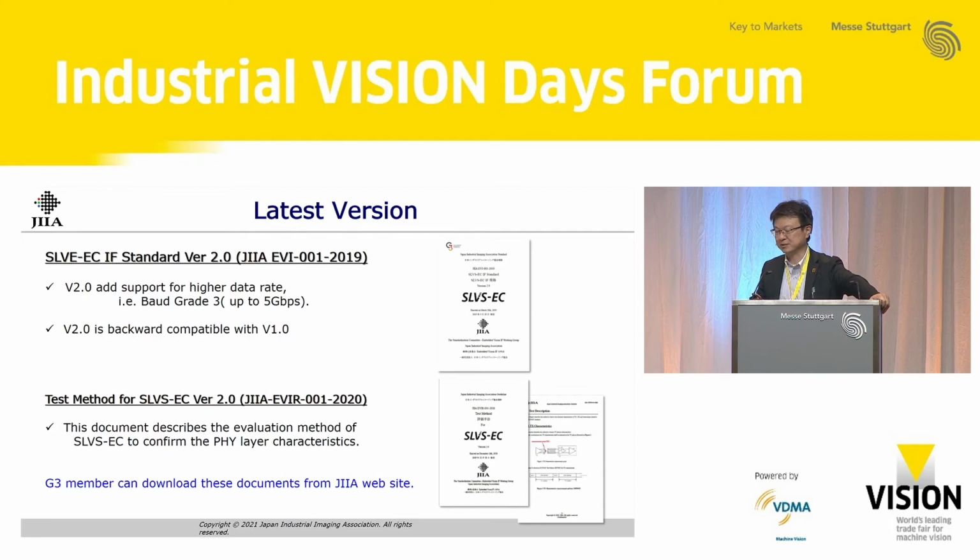We have 2 standards. One is the SLVS-EC interface standard version 2.0. Version 2.0 adds support for higher data rate, and version 2.0 is backward compatible with version 1.0. Test method for SLVS-EC version 2.0: this document describes the evaluation method of SLVS-EC and confirms the physical layer characteristics. JIIA members can download this document from the JIIA website.